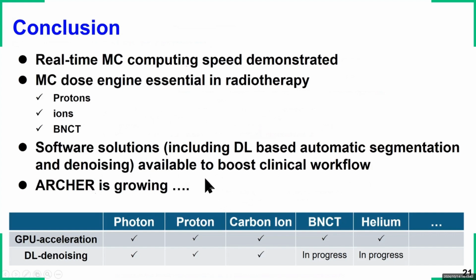We began to develop ARCHER 14 years ago. The software is still growing very quickly. We already added deep learning-based denoising to photons, protons, as well as carbon ions very recently, and the work in progress will allow us to continue with the BNCT and helium ion applications.